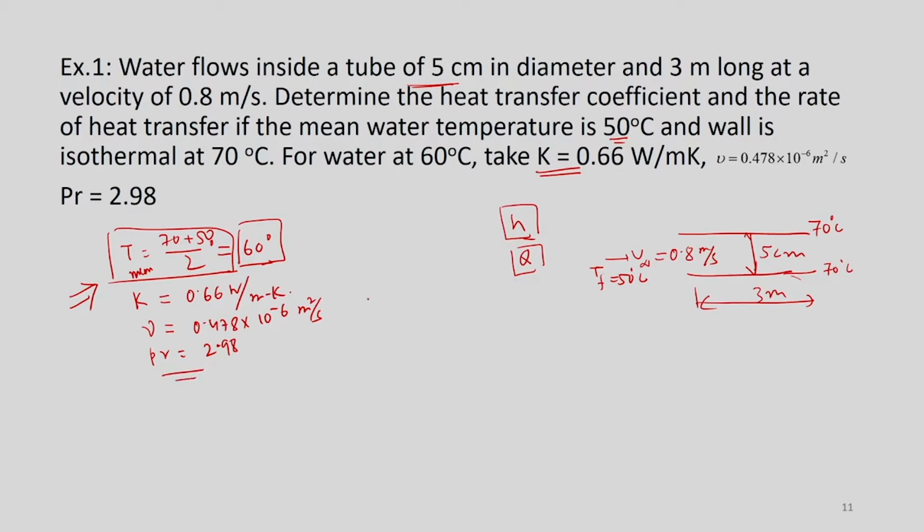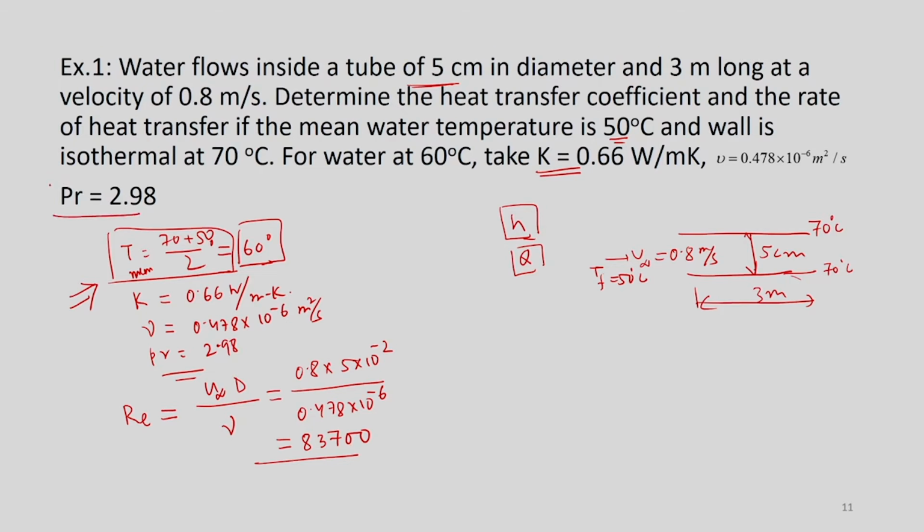So, we need to know the Reynolds number. How can Reynolds number be calculated? We already know U infinity, then D, then we have nu. This U value is 0.8 and diameter is 5 centimeter. So, 5 into 10 to the power of minus 2 will give meter, and nu value is given as 0.478 into 10 to the power of minus 6, which finally leads to a value of 43700. So, Reynolds number is found to be 43700, right, and Prandtl number is already known to us.